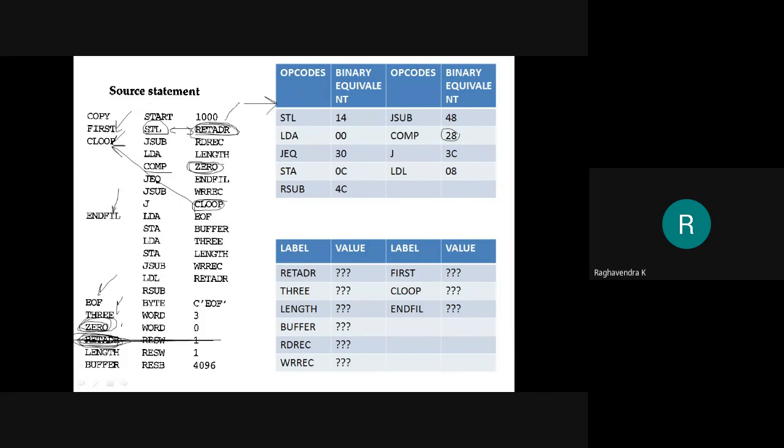Now how do I find out the value of this label? Of course, to do that we first have to perform what is called address assignment. We have to perform the address assignment because we are the ones who have written this program like this. So as per our writing, we first have to perform the address assignment.